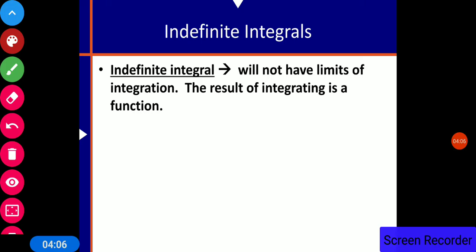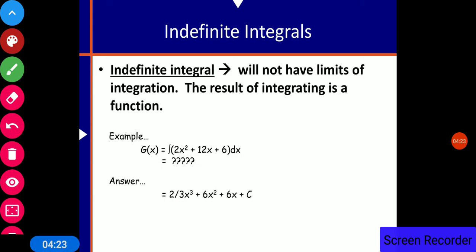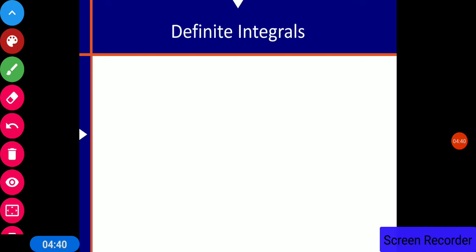Indefinite integrals will not have limits of integration. The result of integration is a function. For example, g(x) is equal to integrating 2x square plus 12x plus 6 dx. So what will be the integration of this? You will get 2 by 3 x cube plus 6x square plus 6x plus c. But how? Here again we have used a formula. Now let us first understand from where this constant term c has come.